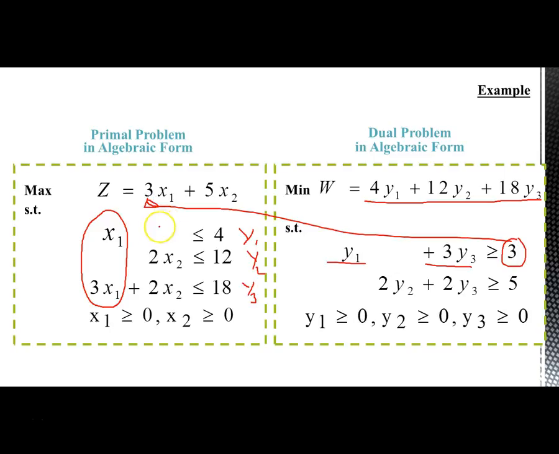The second constraint will be the addition of these two. So 2 is the coefficient for y2, 2 is the coefficient for y3, so 2y2 plus 2y3 greater than or equal to 5. This 5 is coming right from here, and definitely all decision variables will be greater than or equal to 0, as in the primal one. Okay, alright.